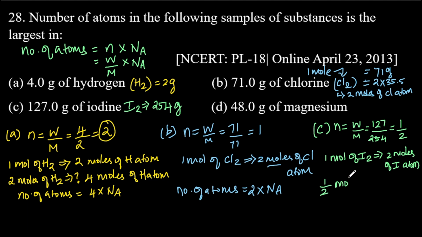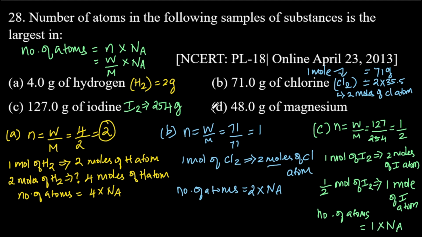1 by 2 moles of iodine molecule contain how many atoms of iodine? So you have to see the relation 1:2. So for 1 by 2, it is 1 mole of iodine atom. So if we calculate the number of atoms, the number of moles we got as 1 into Na. So the last option is option D.